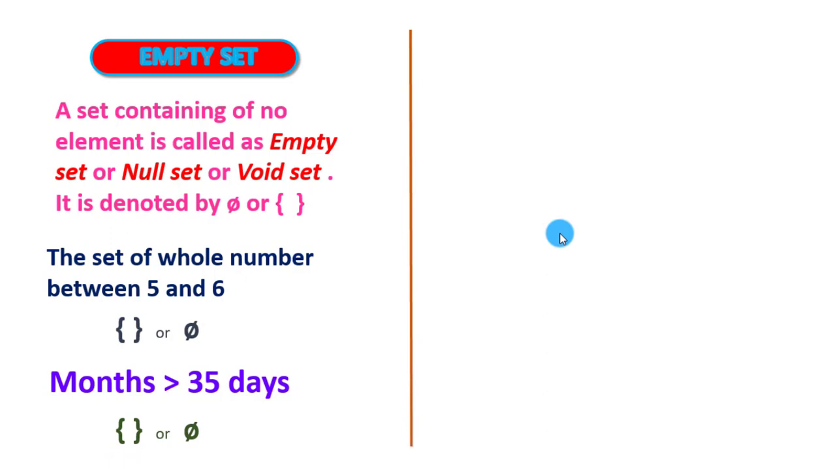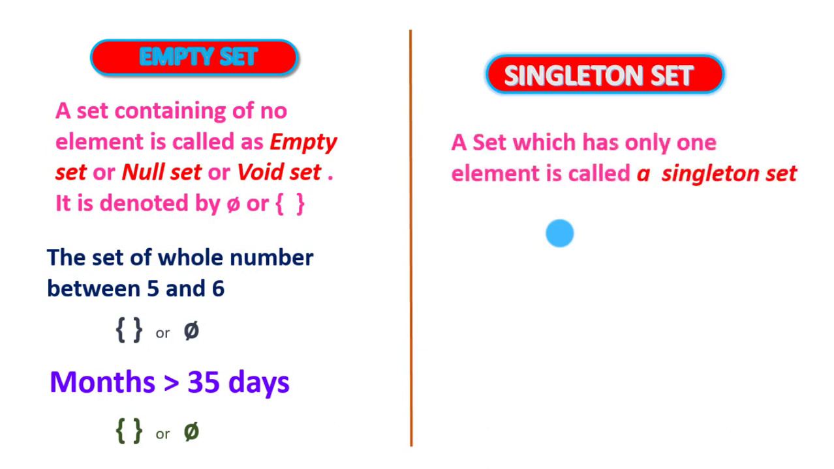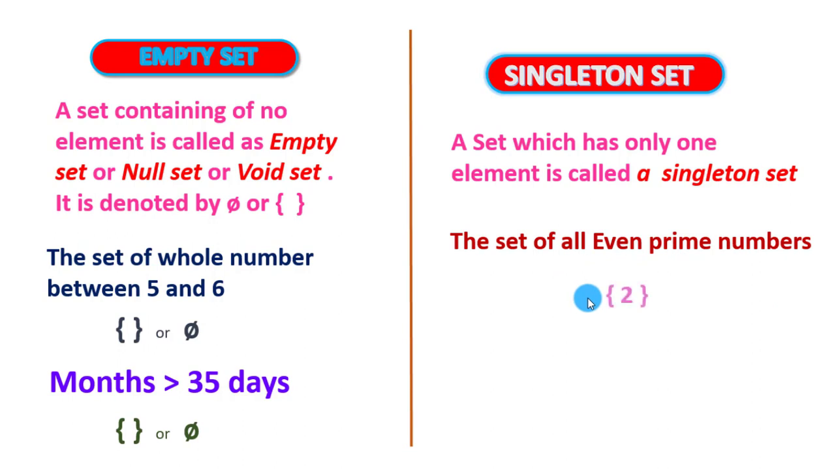Let us see the next set, singleton set. A set which has only one element is called a singleton set. The set of all even prime numbers. So we know what is a prime number. Prime number is nothing but a number which is divisible by 1 and itself. So even prime number is, we know 2 is the one and only even prime number. So the set contains only one element. So we call this set a singleton set.